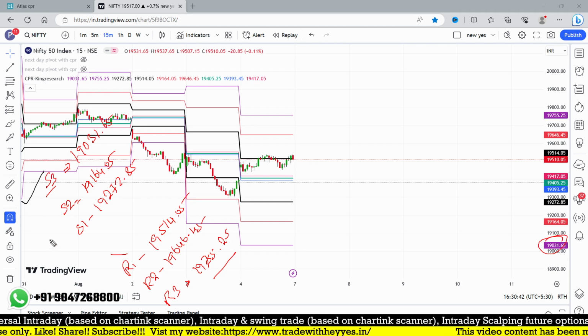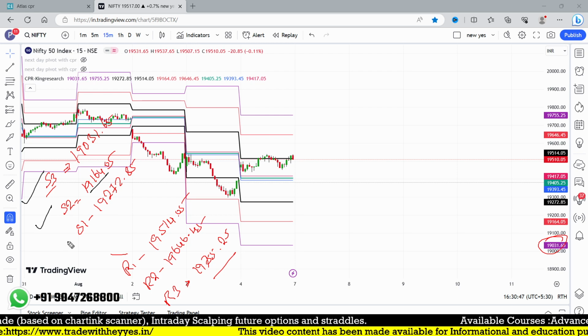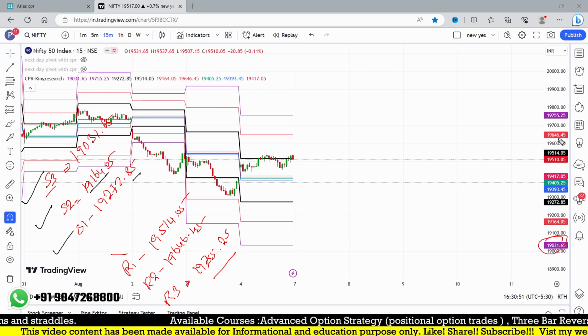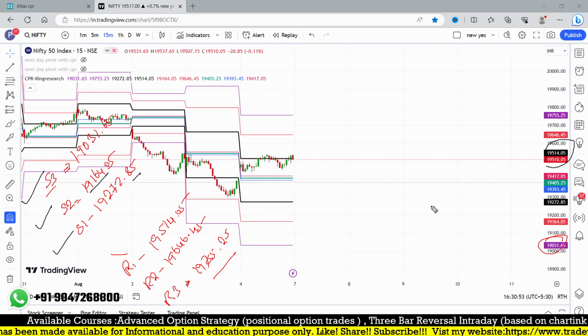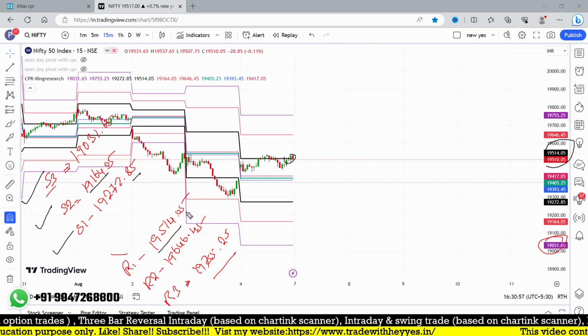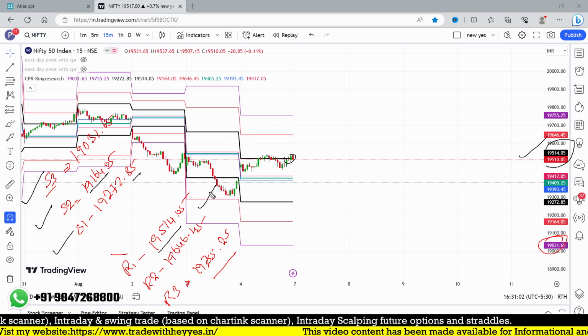19,031.65, that exactly we got it. And S2 is 64.05, that is also we got it. And S1 is around 85, that is also we got it exactly. The R1 is about here 19,510. Sorry, R1 is here 19,514.05. Here that's right. Market is closed nearby R1 level.